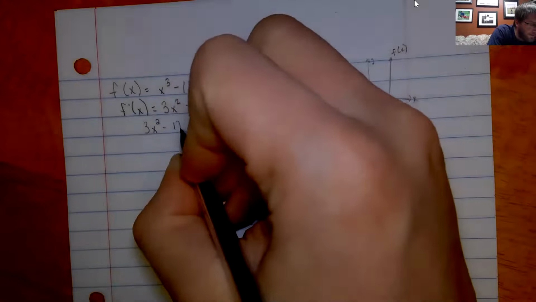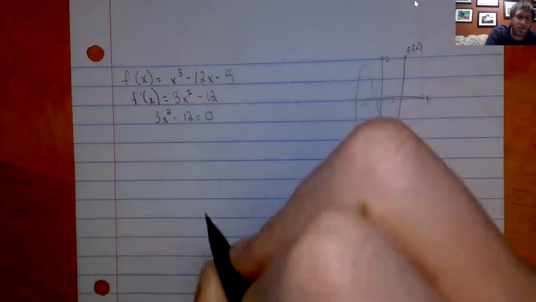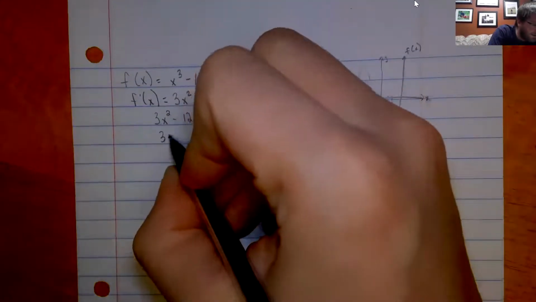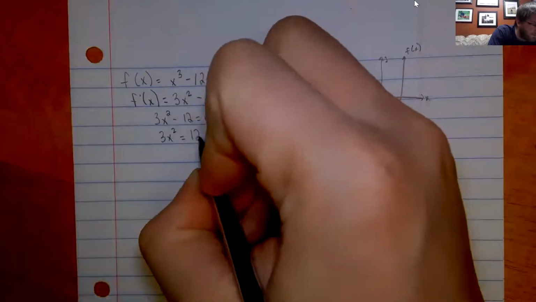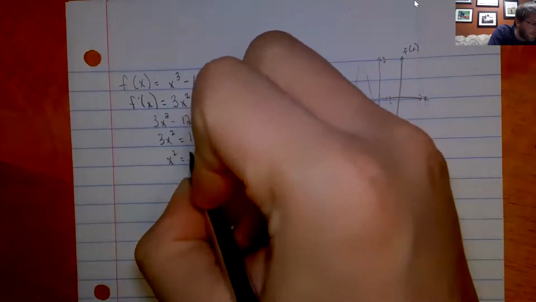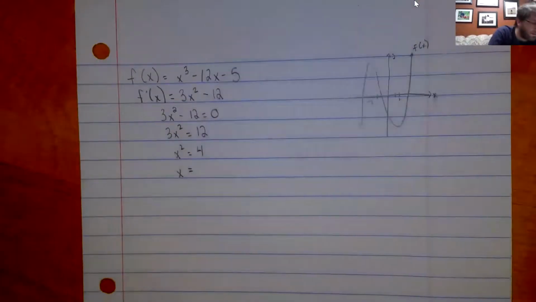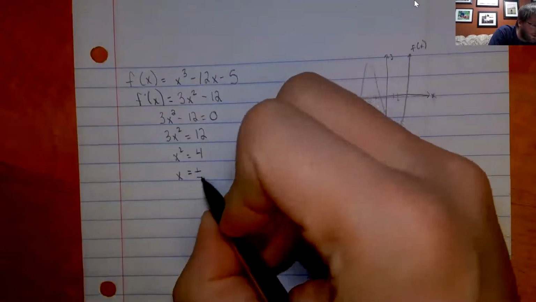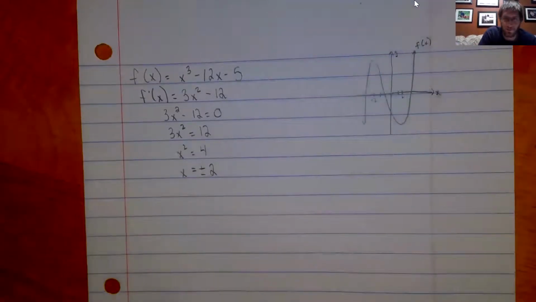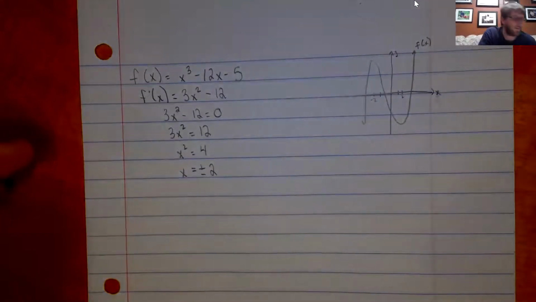So if I set this derivative equal to 0 and solve for x, I get 3x squared is 12, x squared is 4, and then don't forget, when you take the square root of a number, we're going to have plus or minus. So the square root of 4, we're going to have plus or minus 2. So that's where we had stopped before, just identifying critical values.